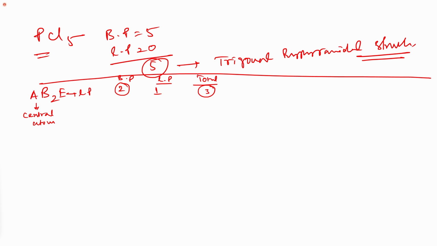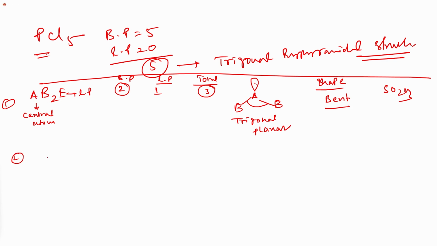When it is 3, the geometry will be trigonal planar. So its structure is like that: this is a trigonal planar structure. But if you see the shape, it is bent, for example SO2, O3.